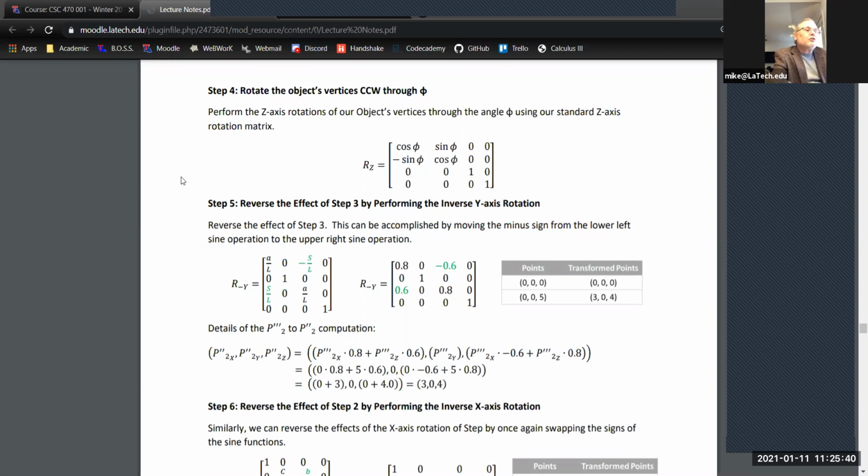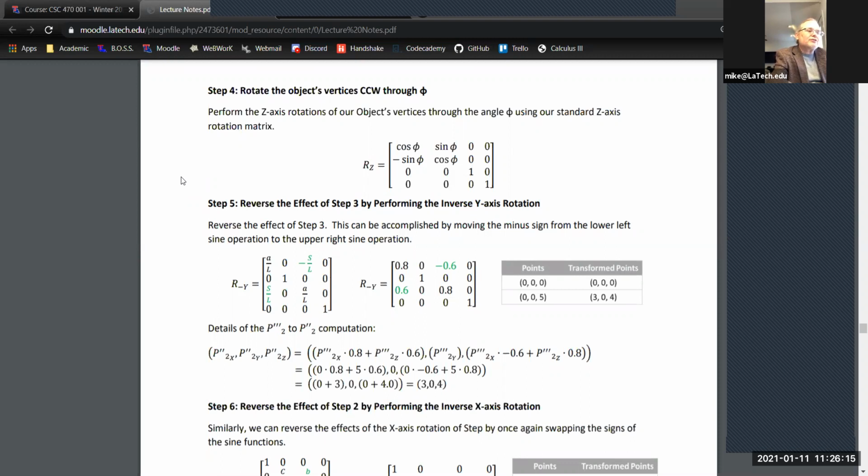Okay, so now we're halfway through the process. We've done our rotations, and we've got to put everything back the way it was originally. So in step 5, we reverse step 3. There are really no more calculations to be done for the matrix. We had the sine and the cosine, 0.8 and 0.6. All we're going to do is swap the sign of the sines.